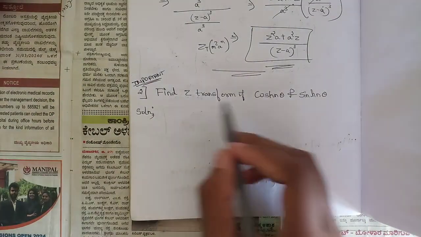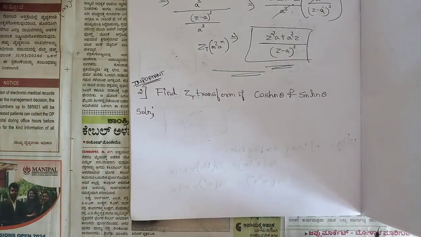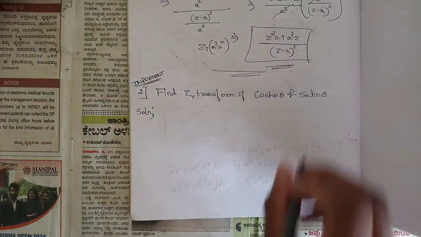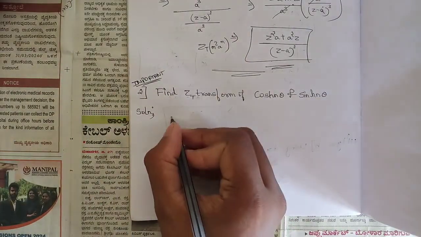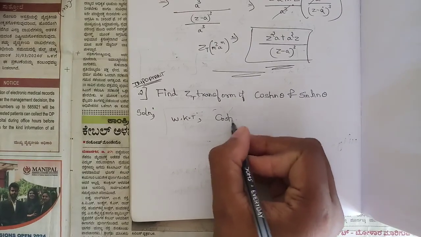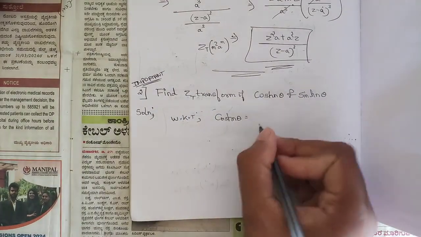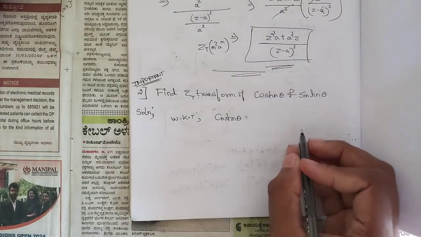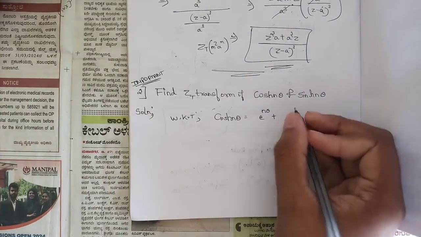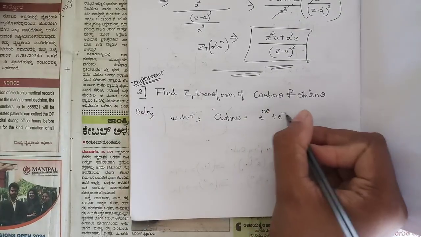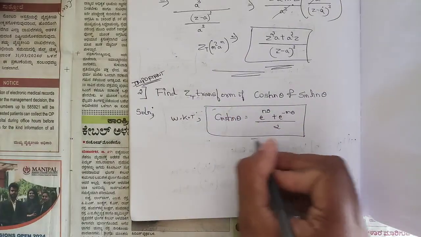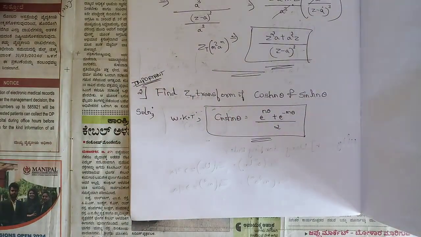So in order to find the z transform of these functions, we need to know what the values are for cos hyperbolic and sin hyperbolic functions. So first we'll write that. Some of you might know it. I'll write it. The cosh nθ is given by e to the power nθ plus e to the power minus nθ divided by 2. Please put this in a box. This is a very important formula.